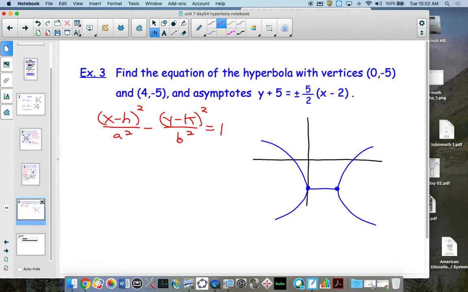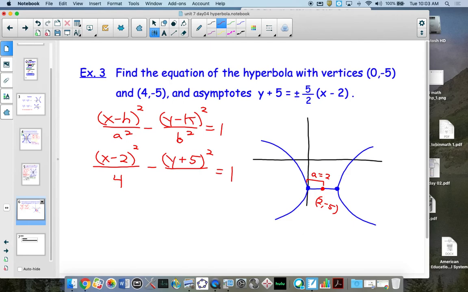And let's see, where's the center? The center is halfway between, so that's going to be at 2, -5. So I know my h and k, so x minus 2 squared minus y minus negative 5, so y plus 5 squared, equals 1. Now a is the distance from the center to a vertex, so a is equal to 2. So this is going to be 2 squared or 4.